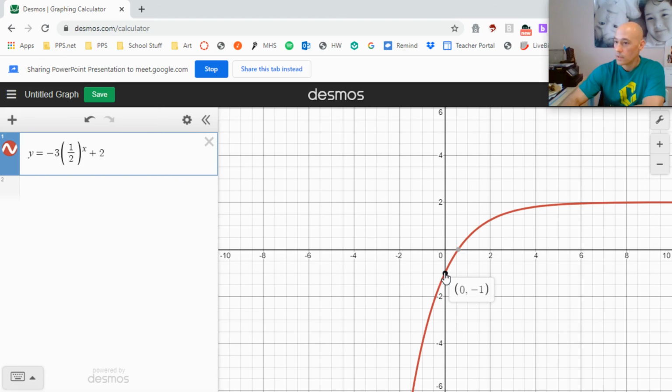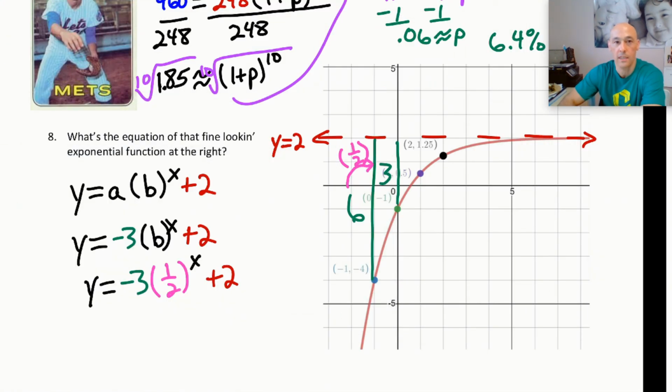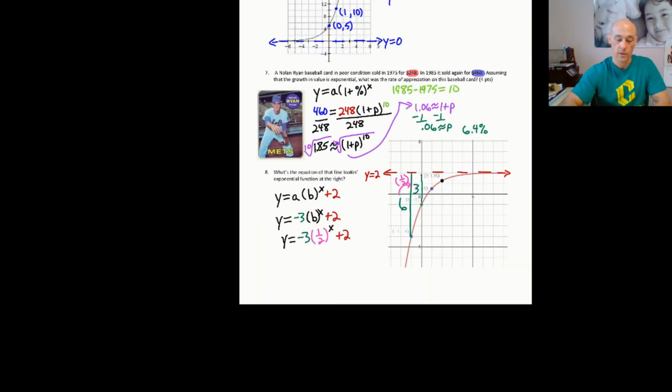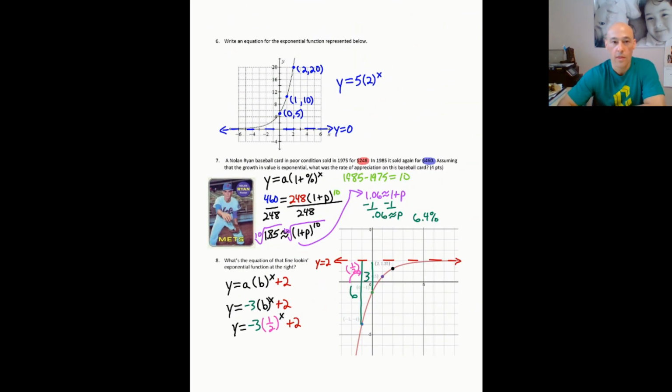And this is (0, -1). Yep, that's right. And then it looks like (2, 1.25). Yep, (2, 1.25) does look like it's right there. Awesome. So we've just checked using our Desmos technology to see that we did that problem correctly. So that is the third page, and we'll have one more video for page 4 on this review.